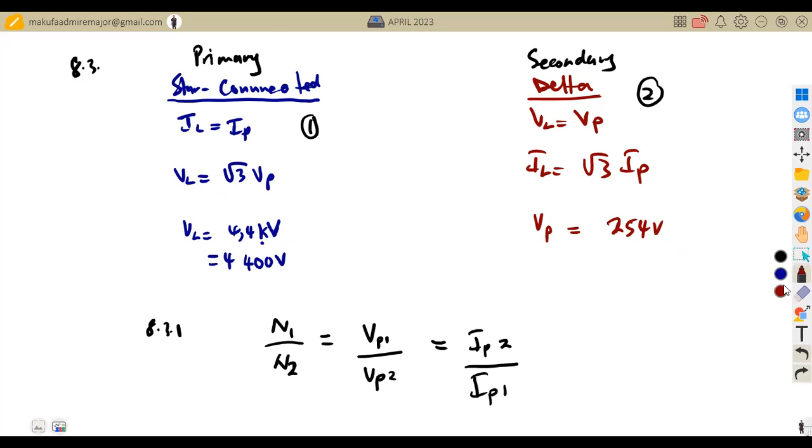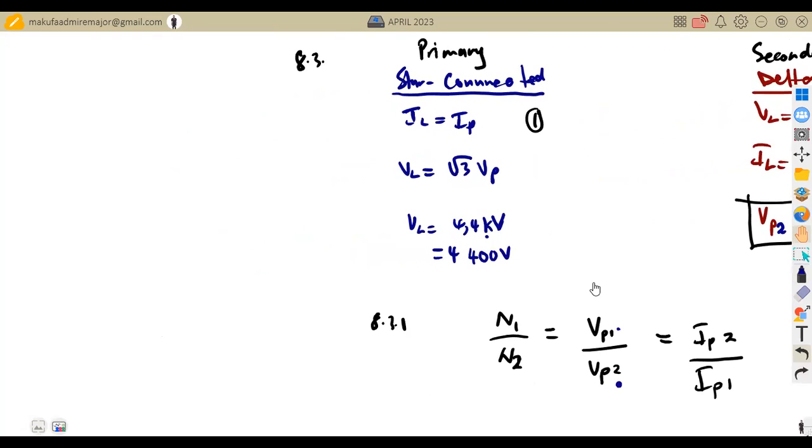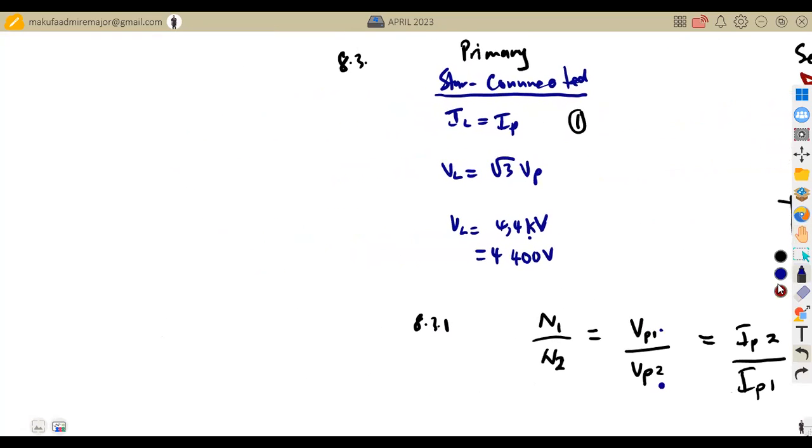So this is the secondary side, and you can write a 2 to show that. We already have the phase voltage on the secondary. So instead of using N1 over N2, we are simply going to use VP1 over VP2, the phase voltage of the primary to the phase voltage of the secondary. But on the primary, we do not have the phase voltage. If we check, we have the line voltage, VL.